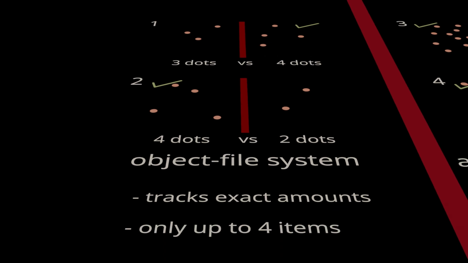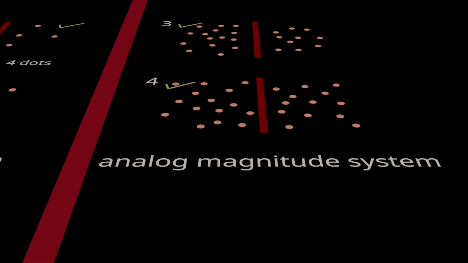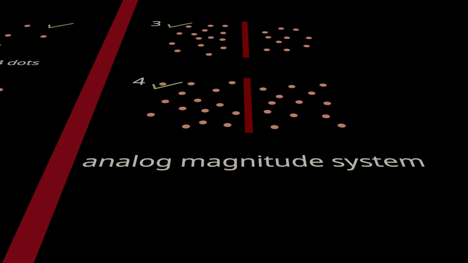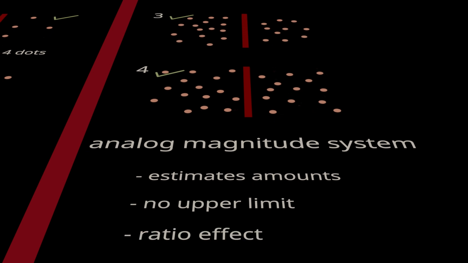Above that, another system kicks in, the analog magnitude system. That's what you are using for the last 2 sets. And what that system does isn't to track exact amounts, but rather it allows you to estimate them. And since you're estimating, there's a kind of ratio effect, meaning that the bigger the difference is between 2 quantities, the easier it is to tell which one is bigger.